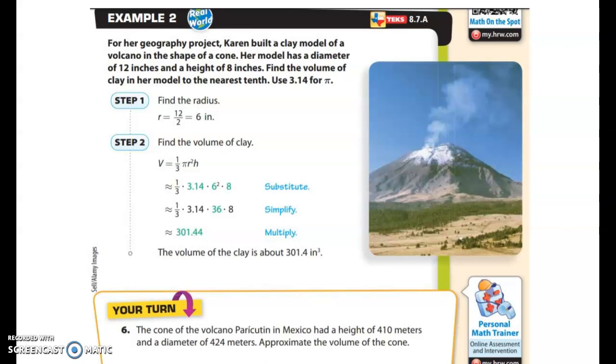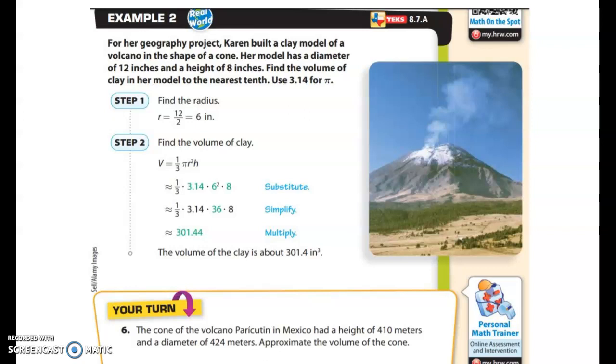So as we see here, step number 1 is showing where we first of all have to divide the diameter by 2, which in this case is going to be 6 inches. We'll then find the volume of the clay by substituting in 1/3 times 3.14 times 6 squared times 8. We would simplify 6 squared, of course, to be 36. We're going to carry over 8, put in 3.14, and then multiply all those numbers.